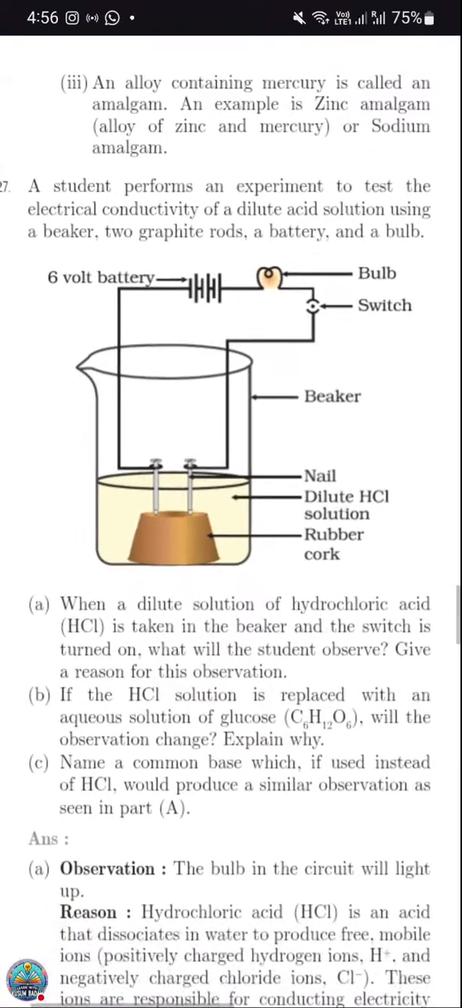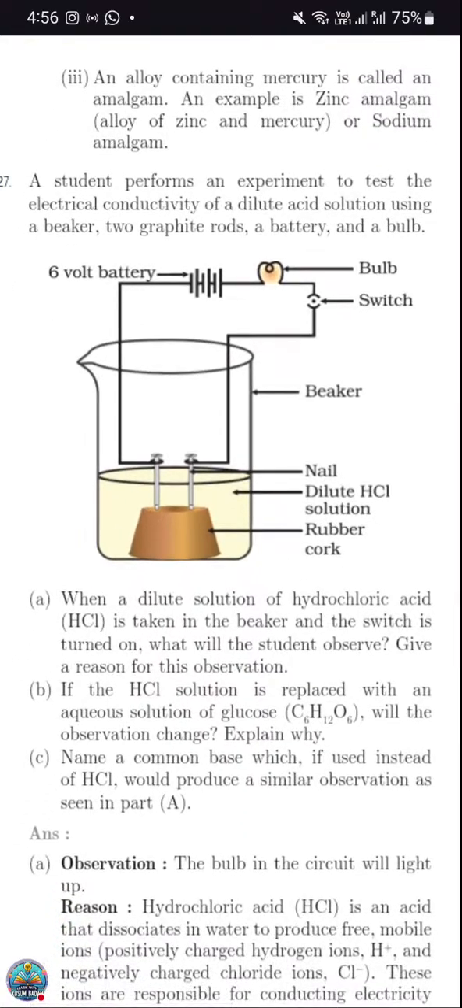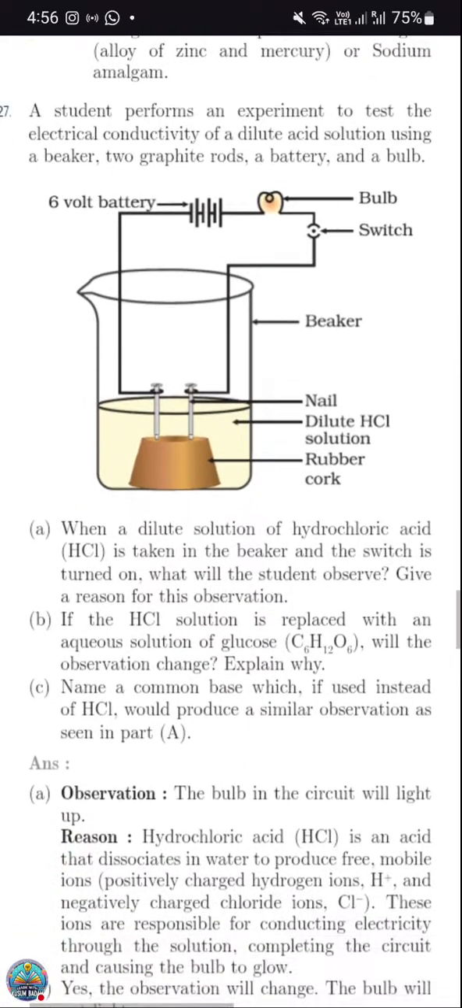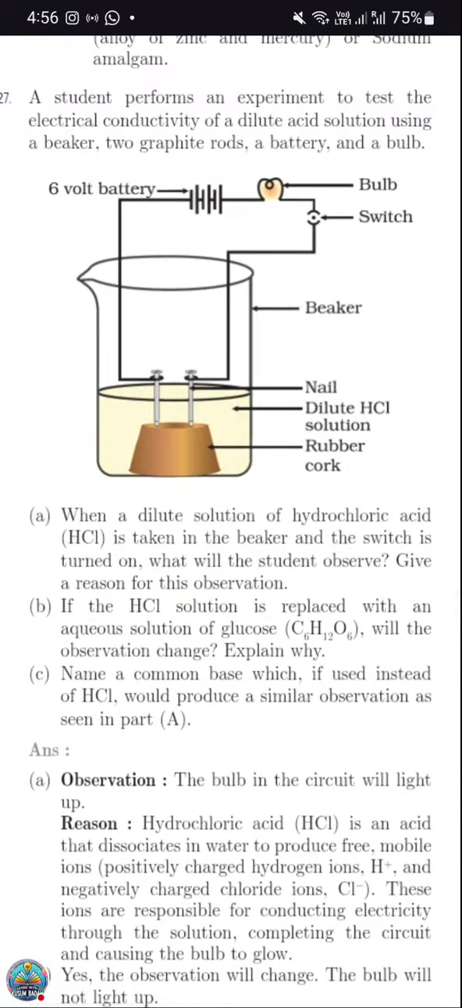A student performed an experiment to test the electric conductivity of dilute acid solution using a beaker, 2 graphite rods, a battery and bulb. So here the setup is given. Why is the dilute solution of hydrochloric acid taken in the beaker and the switch turned on? What will the student observe? Give reason.